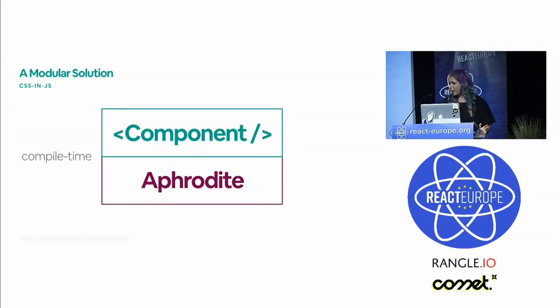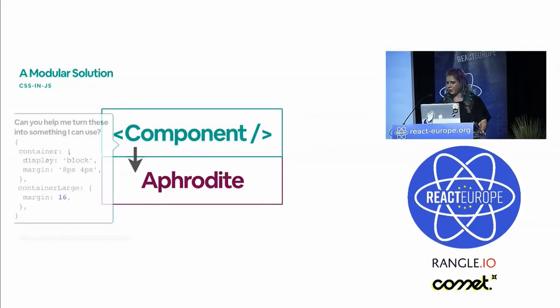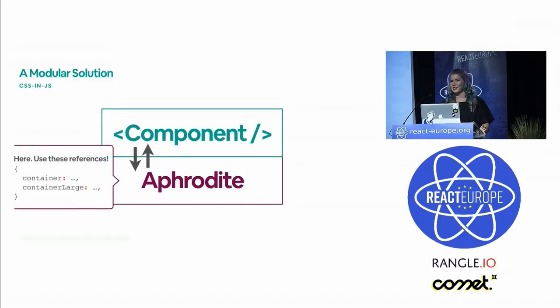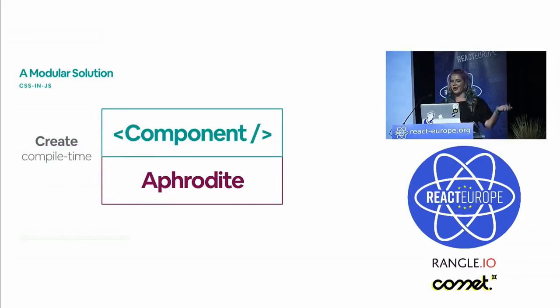The first is at compile time. Basically, the component sends a set of preset styles to Aphrodite, much like you do class names and style definitions, and asks it for something to use. Aphrodite does some magic under the hood, whatever, gives us back an object that we can reference later and apply to our DOM nodes. We're going to call this the create method.